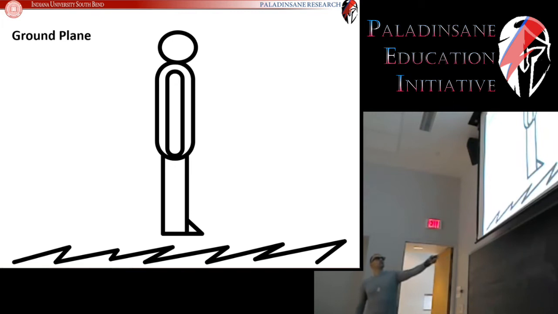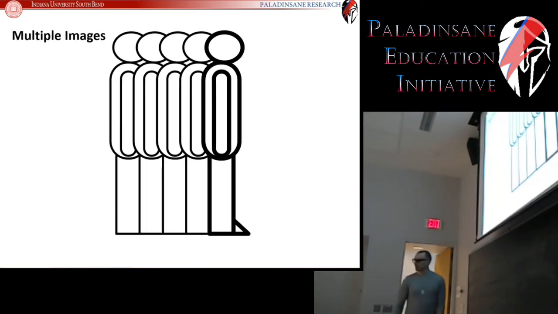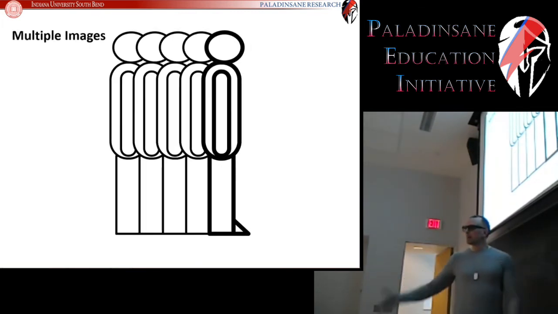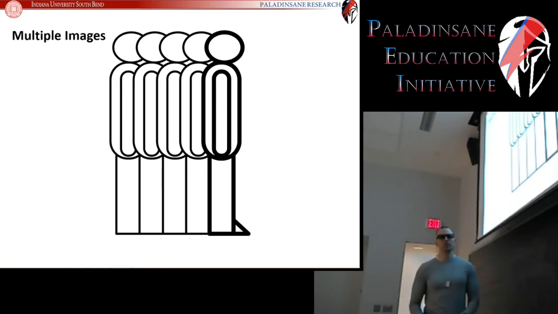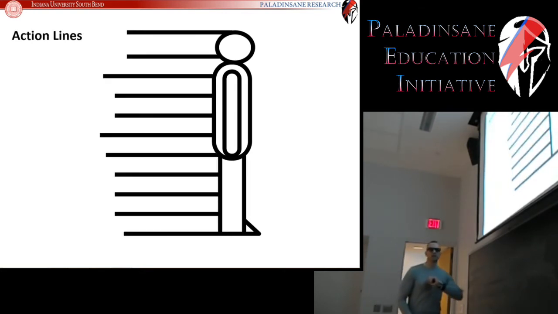The metaphorical devices that we looked at, the first one was multiple images. Do they have those multiple cascading images indicating their direction of travel? And then the last one that we looked at was action lines.